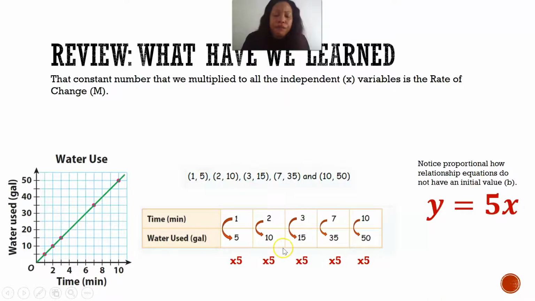So if I got 5 for each one of these, if I had to multiply 5 by each one of these sets to get the dependent, then that means 5 is my rate of change. 5 is my unit rate. And so then I'll notice that it's proportional because they do not have an initial value. So clearly I didn't have to add anything at the end. 1 times 5 equals 5, and I got my dependent variable. I am done. I don't have anything else to add.